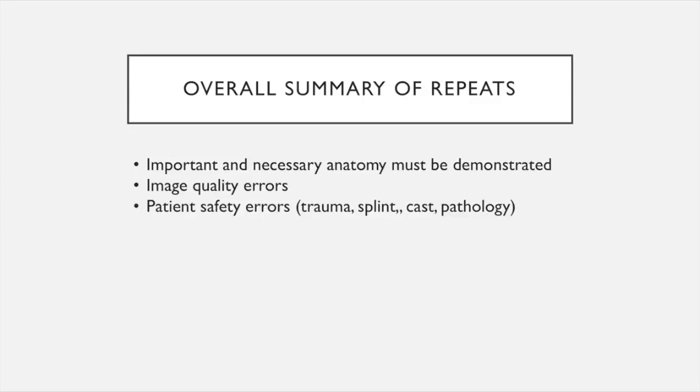There are some image quality errors that could happen due to not enough penetration, or there being a lot of scatter, or the grid not working as you want it to work. But these errors are not as common as positioning, and there can be some patient safety errors if your patient is a trauma patient, or the patient has a splint or cast on, or has certain pathologies like arthritis or known or unknown fractures. So you have to be mindful of all of these important elements as well, and make sure to get everything necessary on the image to make a good diagnosis by the radiologist.